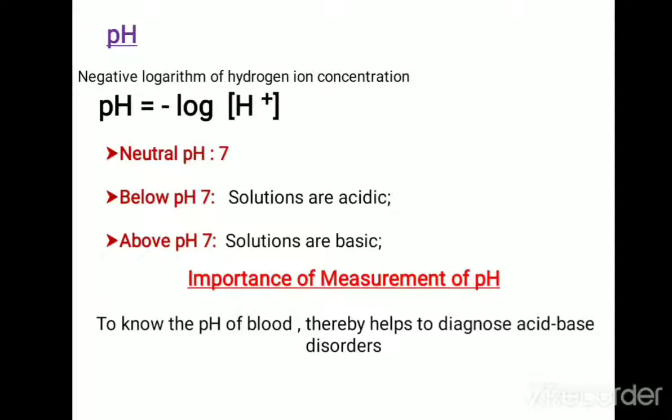So by definition, pH is the negative logarithm of H plus ion concentration. If the solution pH is 7, then the solution is said to be neutral, and if the pH is less than 7, then the solution is acidic in nature, and if the pH is more than 7, then the solution is basic in nature. So what is the clinical significance of this pH measurement? This pH measurement helps to diagnose the acid-base disorders, that is acidosis and alkalosis.